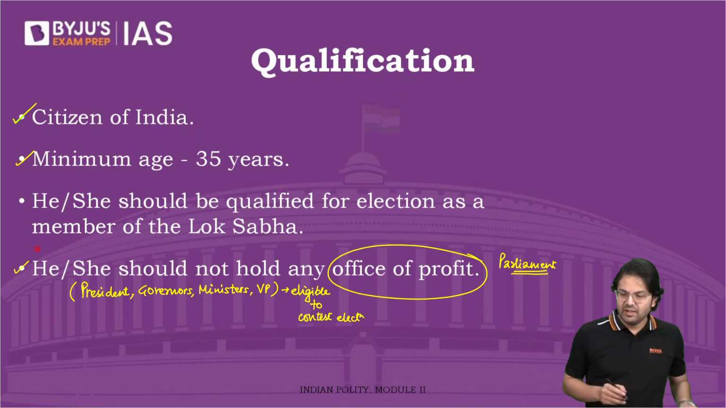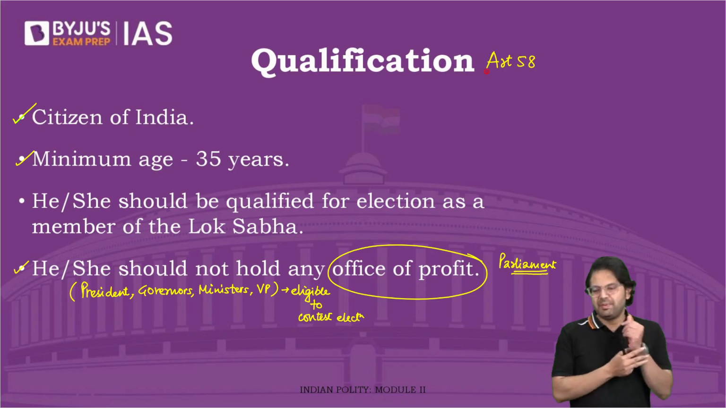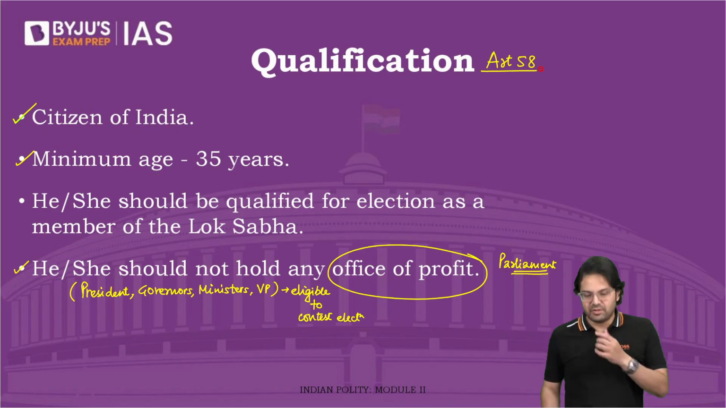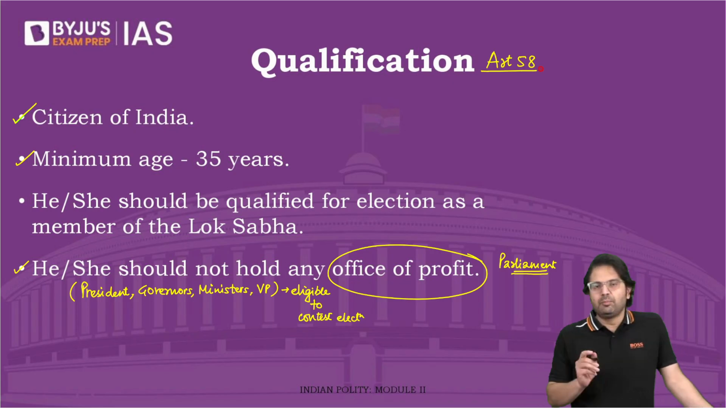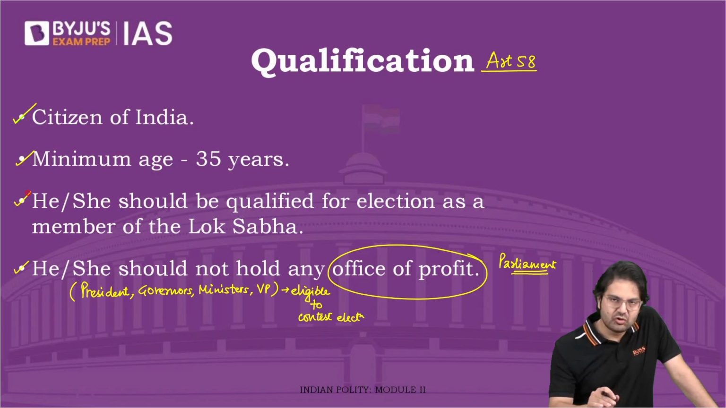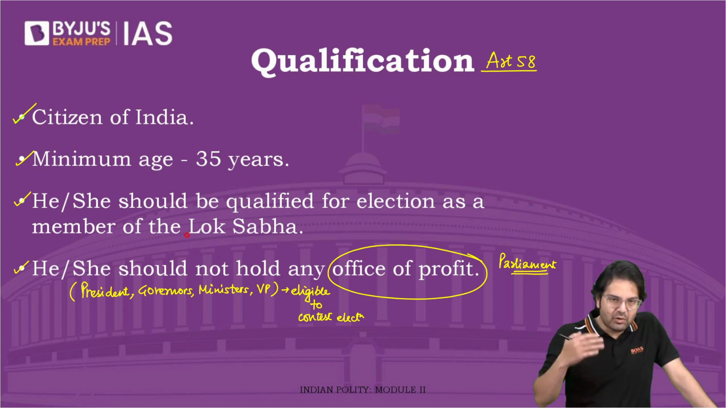Now one more point. This qualification is mentioned under Article 58, though these articles are not really important. So you'll have to have some patience. Once I finish the chapter Parliament, I will tell you which articles are important. Now, one more point. Anybody who wants to be the President of India, he or she should be qualified for election as a member of Lok Sabha. Should not be an MP, should be qualified to be an MP. I'll repeat once again. Should not be an MP, should be qualified to be an MP.